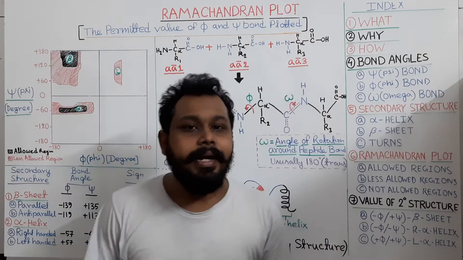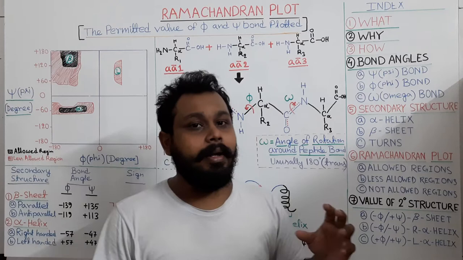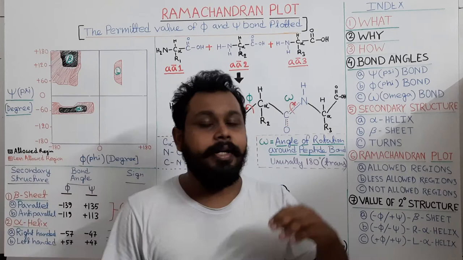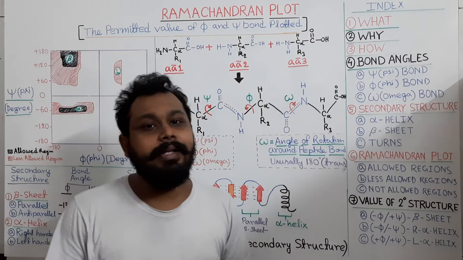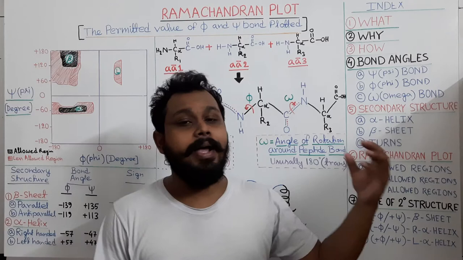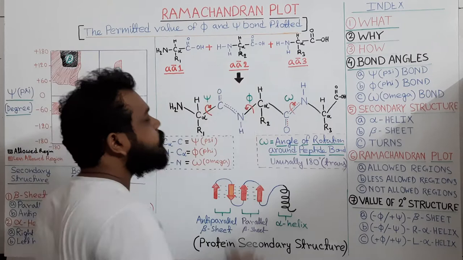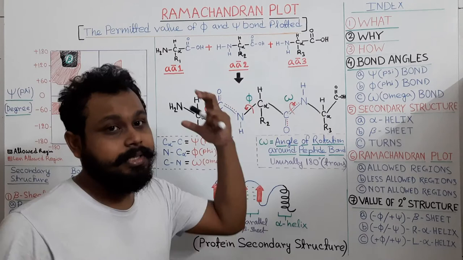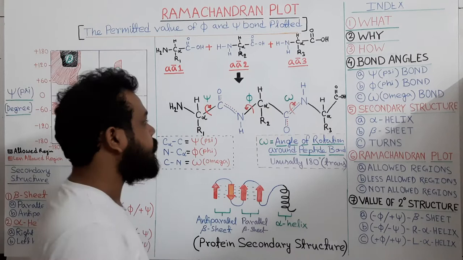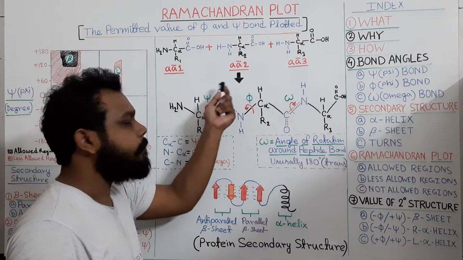That means different values of the phi and psi bond angles denote different protein secondary structures. From this plot we will see what values of phi and psi give what secondary structure. So let's discuss. Suppose we take three amino acids, and between them peptide bonds form, creating a peptide chain. Here the peptide bond is the CONH group, the bond between CO and NH.